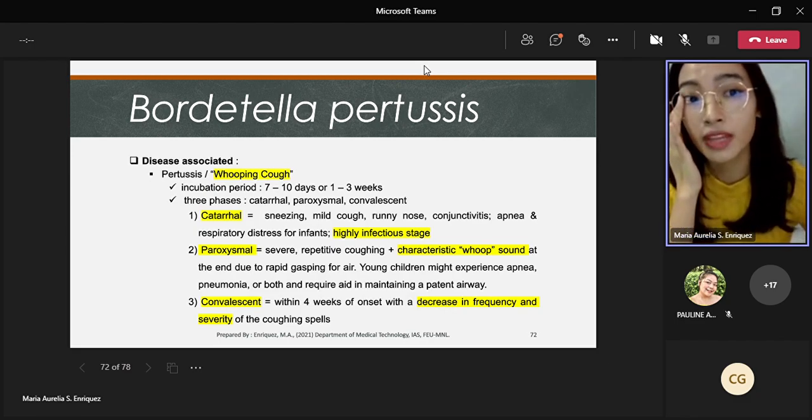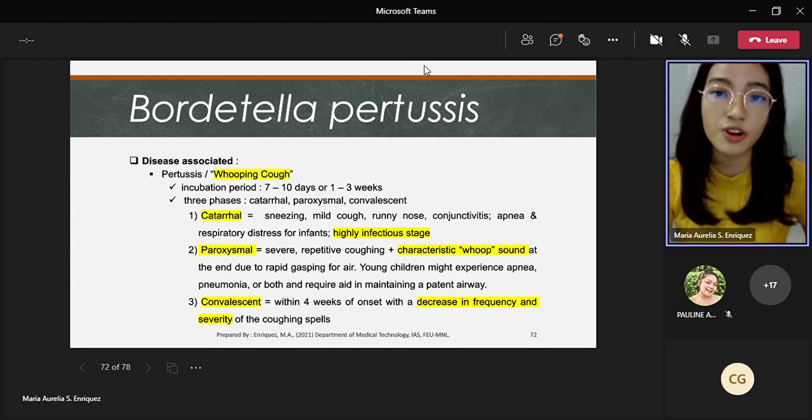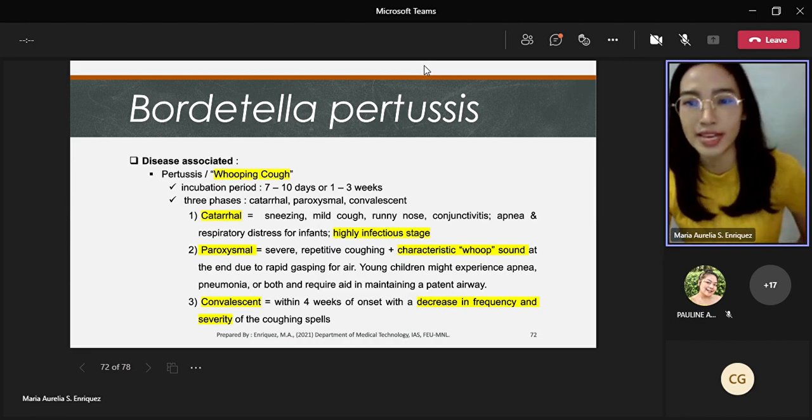And finally, at the convalescent stage, the coughing spells would decrease in frequency until the patient finally recovers after a few weeks.